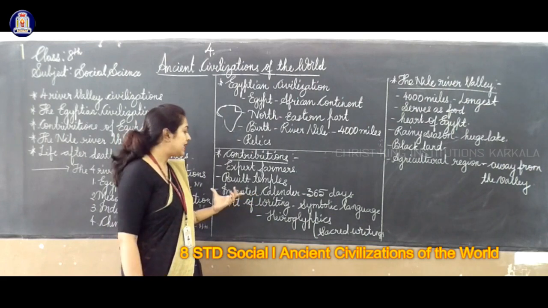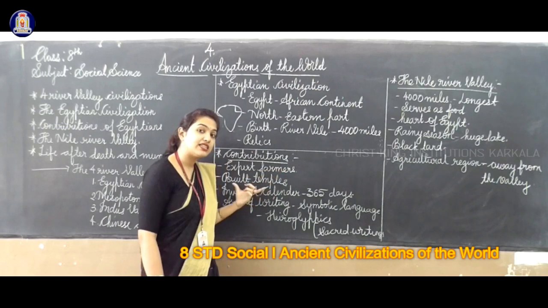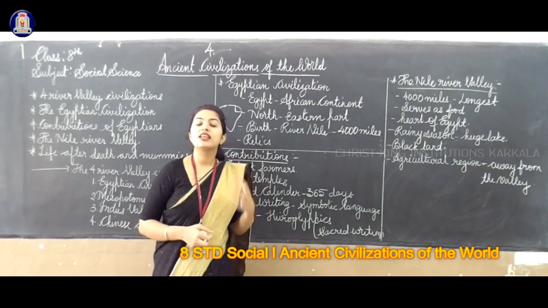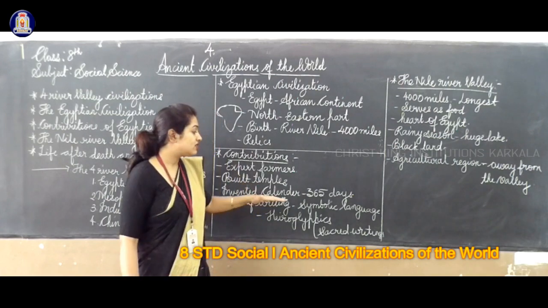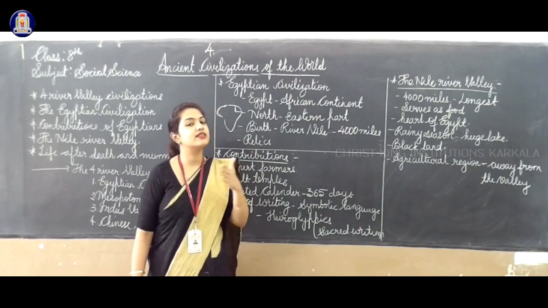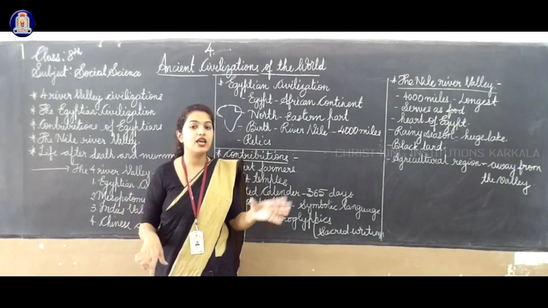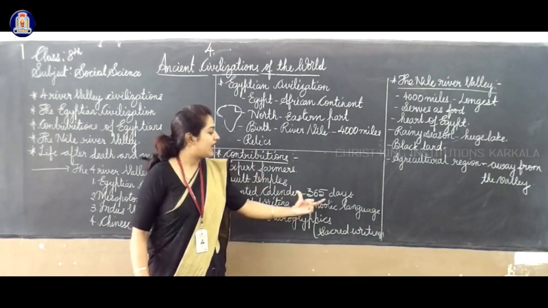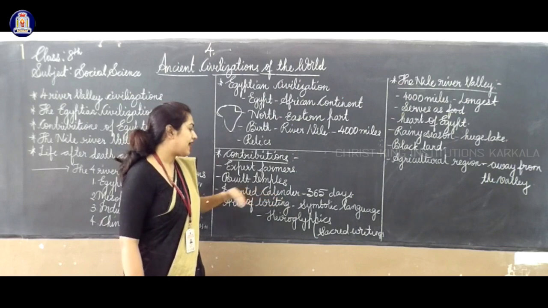Most importantly, they invented the calendar of 365 days. How did they invent this, students? The river Nile used to flood every year at the same time. So they counted from the first year's flood to the second year's flood. The gap they counted, that is 365 days. This is how they invented the calendar.